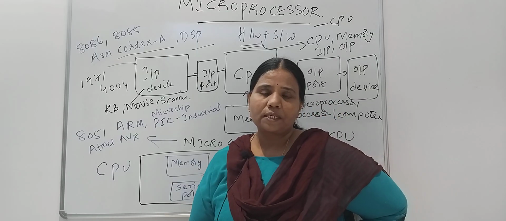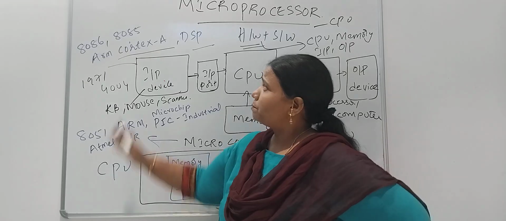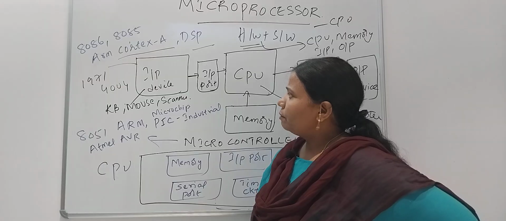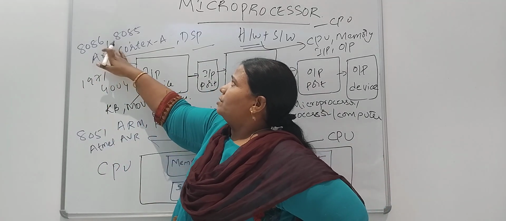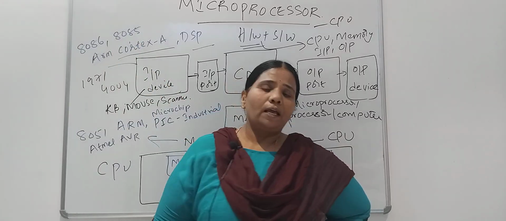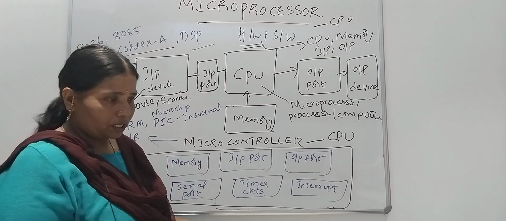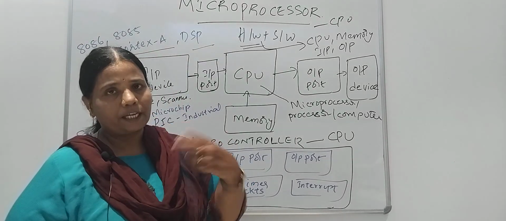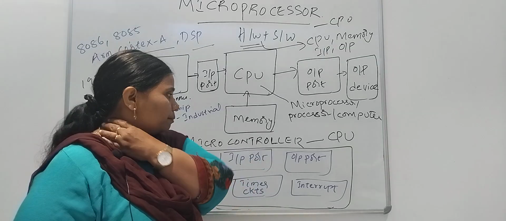The ARM processors used in your computers and mobile phones can be either 16-bit, 32-bit or 64-bit. Not only ARM, earlier the 8086 and 8085 are also examples of a microprocessor. Next, when we get into the microcontroller, microcontrollers are used in gadgets such as a washing machine, microwave oven, robot, or ATM machine, anything.